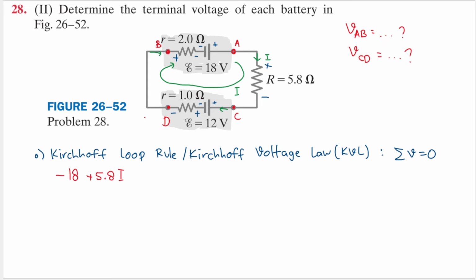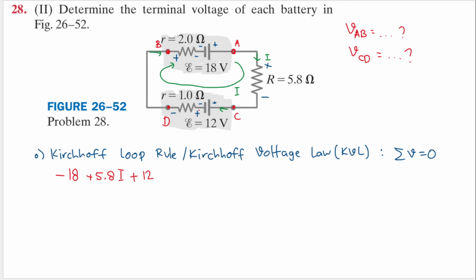And then let's go to another component here. I will have this 12-volt battery, and the current is flowing from the positive terminal to the negative terminal, so we will have a positive sign. So I will have plus 12. Okay, that is good from here.